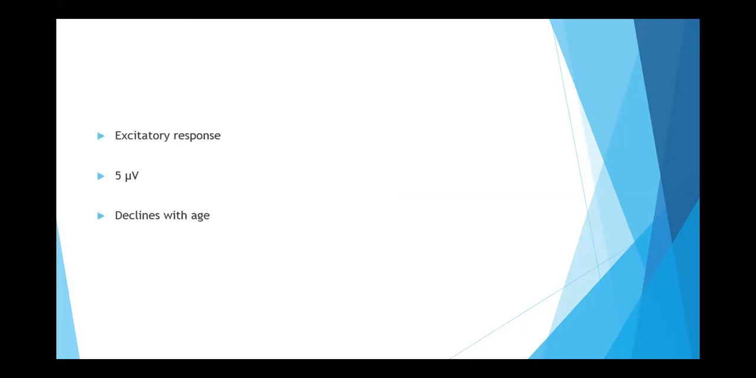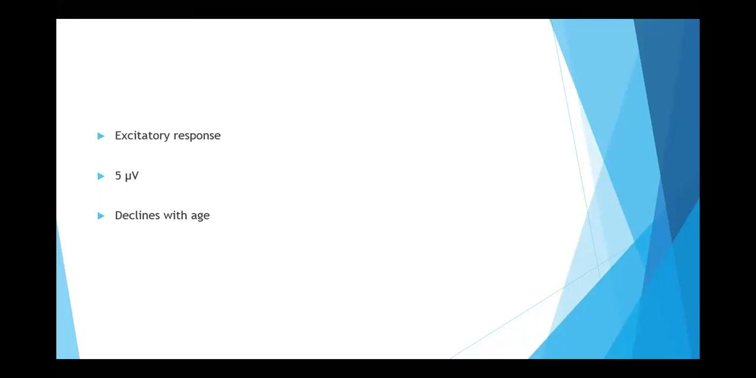Okay, so the characteristic of this OVEMP response is that it's an excitatory response. Why do I call it an excitatory response? Because when I record the nerve impulse from the nerve fibers, we have an increase from the spontaneous rate. That's why we call it the excitatory response. The amplitude of this response is close to 5 microvolt and can extend to 20 microvolt.